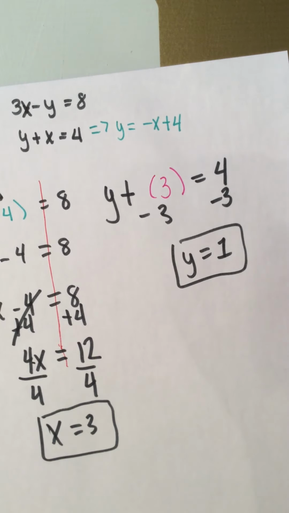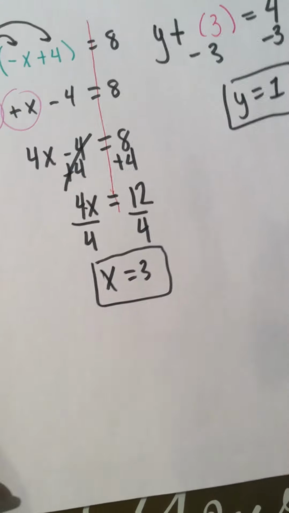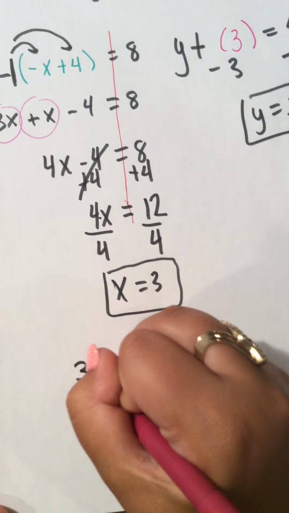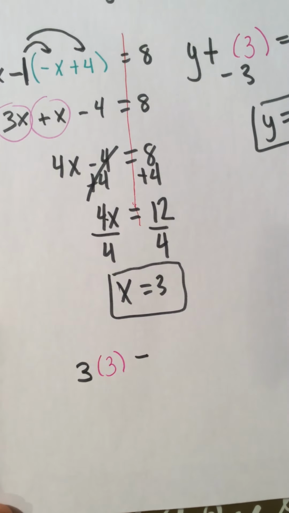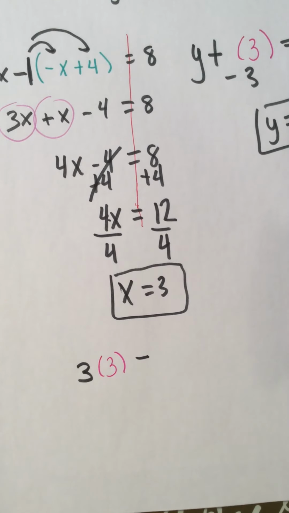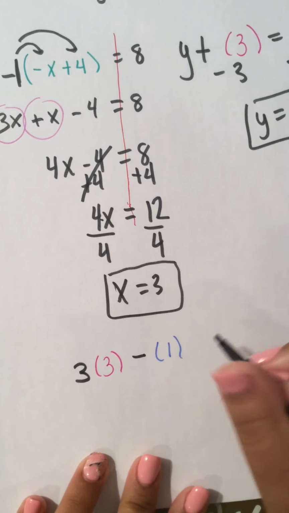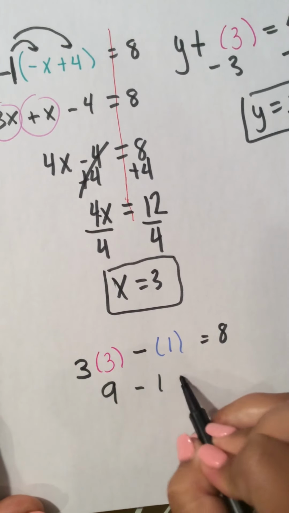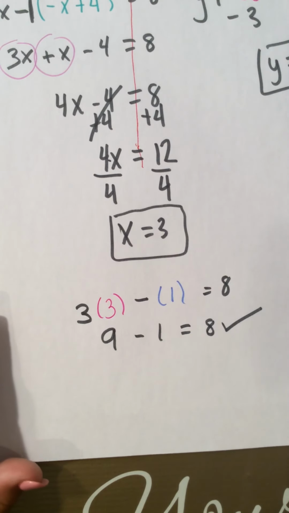Okay, that first example we had to solve. So now I need to substitute x equals 3 and y equals 1 into both of these equations and see if they work out. So from the first equation I'm going to have 3 times 3 minus, and my y is 1, and I'm going to put it in parentheses, does this equal 8? Well, 3 times 3 is 9. 9 minus 1 is 8. So definitely works out.